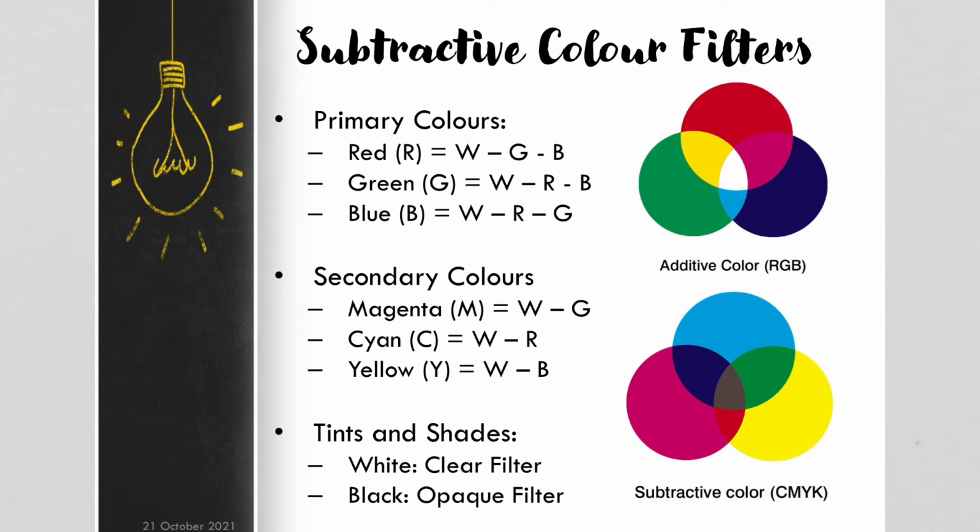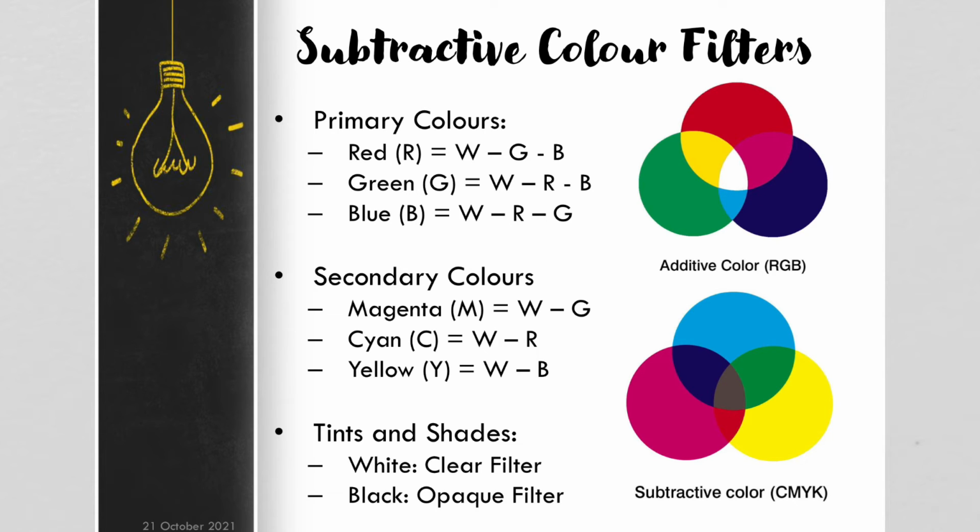Secondary colors. To get magenta, you would take white and subtract green from it. So again, white and subtract green, and you would get magenta. To get cyan, you would take white and subtract red. Red's right across, so you would get cyan. For yellow, you would have white minus blue, and then yellow is straight across.